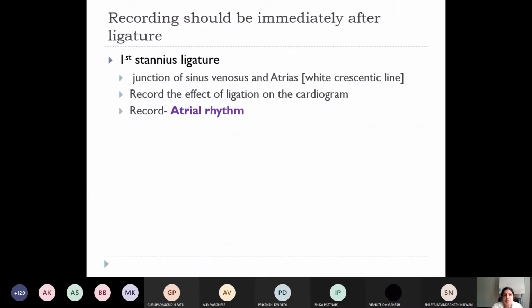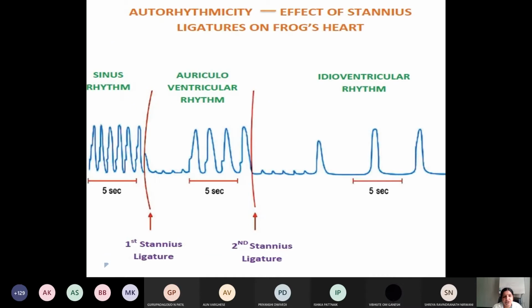After tying the first and second Stannius ligature, it is no more sinus rhythm, it is atrial rhythm and idioventricular rhythm. I will tell why it is called idioventricular rhythm. So now what happens after tying the first Stannius ligature? The first Stannius ligature you tie at the junction of the sinus venosus and atria, as I have told, which is represented by a white concentric line in the frog's heart. Then you have to record immediately. You cannot wait for a few seconds or minutes. Immediately you have to record the cardiogram, and the rhythm you get is called atrial rhythm.